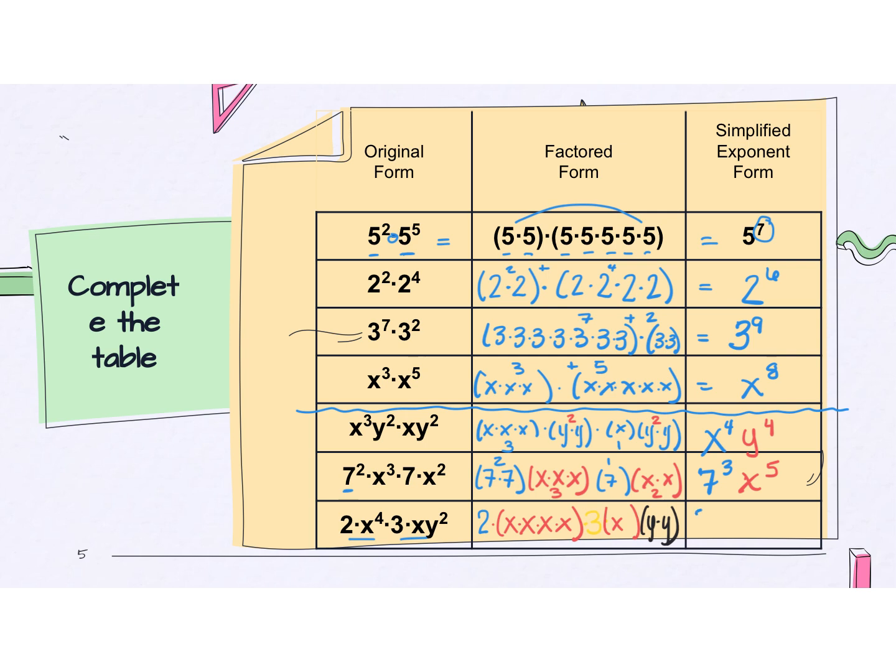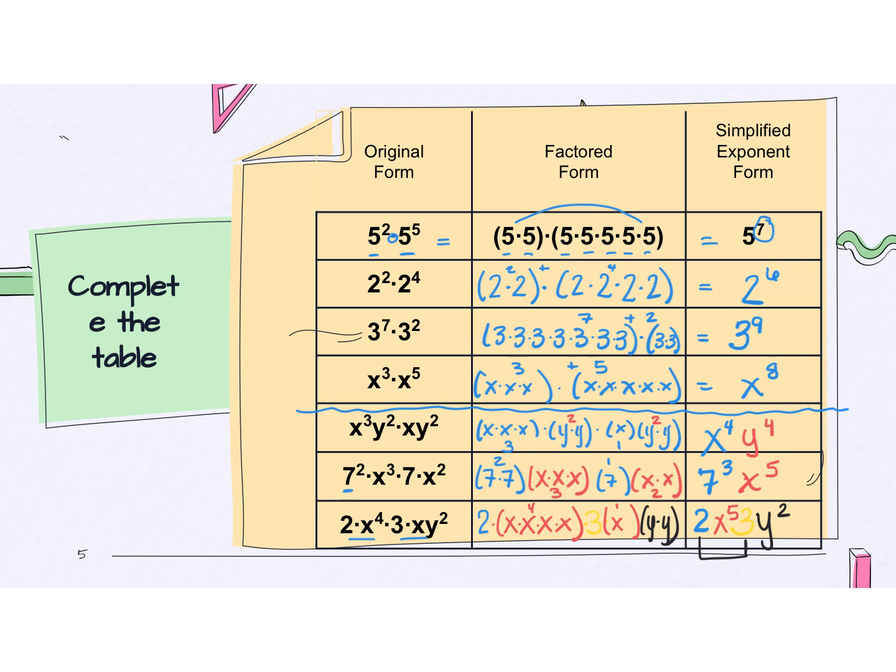So I have 2. And then if I look at my x's, I had 4 plus 1. So I have x to the power of 5. Then I have this 3. And then I have y squared. So the big question is, if you take a look at the 2 and the 3, they're not exponents. They're just numbers. So what we want you to think about is, since there's no exponent, they're not bases, they're just numbers, so they can be multiplied.